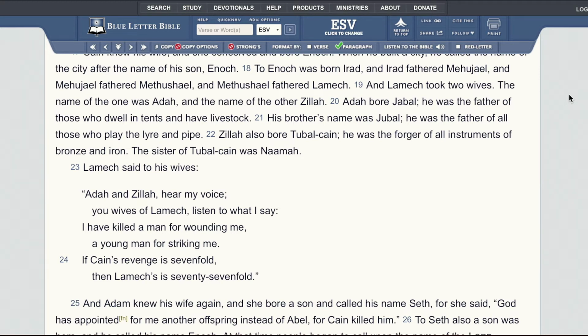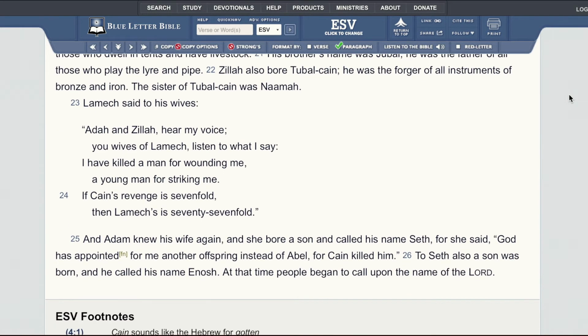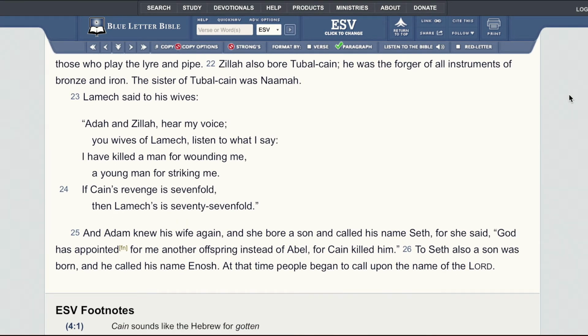Ada bore Jabal. He was the father of those who dwell in tents and have livestock. His brother's name was Jubal. He was the father of all those who play the lyre and pipe. Zillah also bore Tubal-Cain. He was the forger of all instruments of bronze and iron. The sister of Tubal-Cain was Naamah.